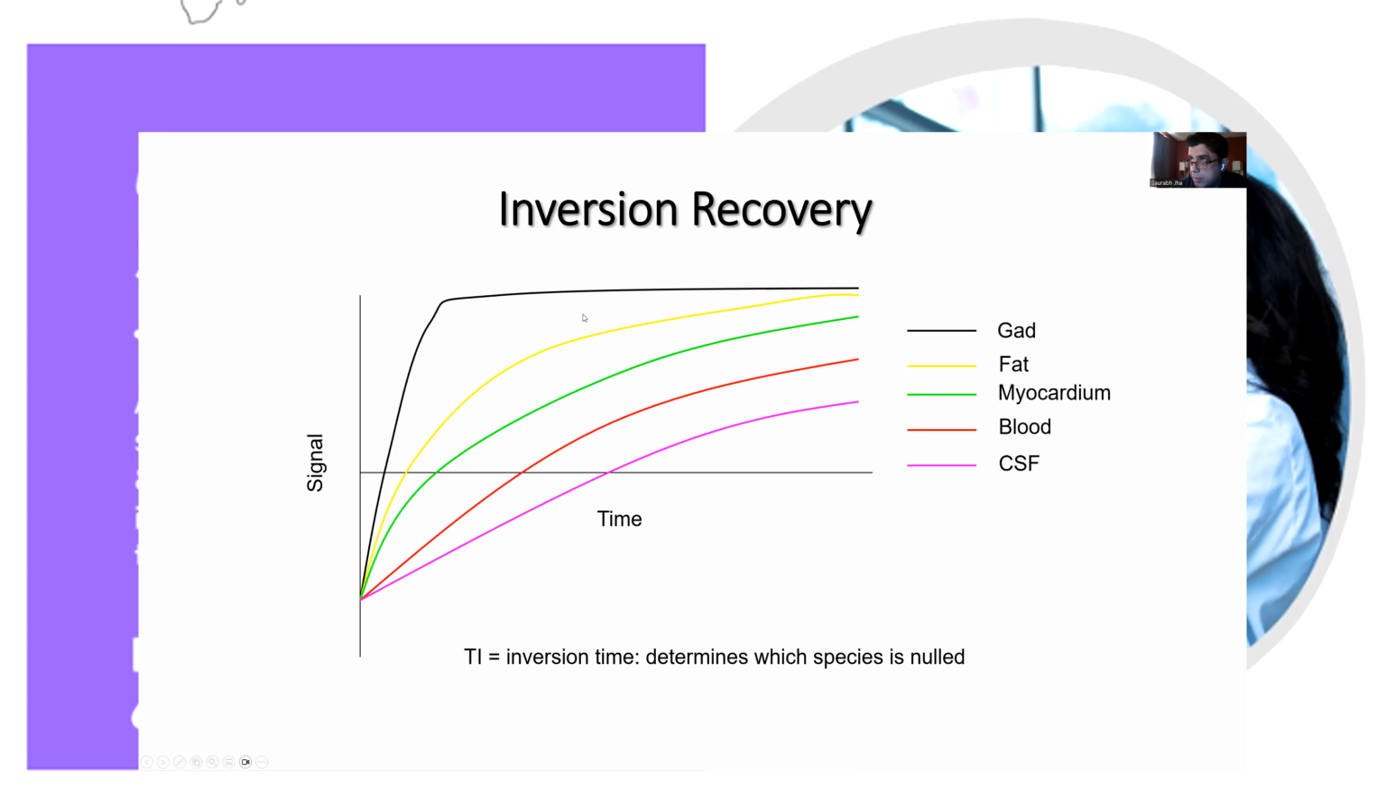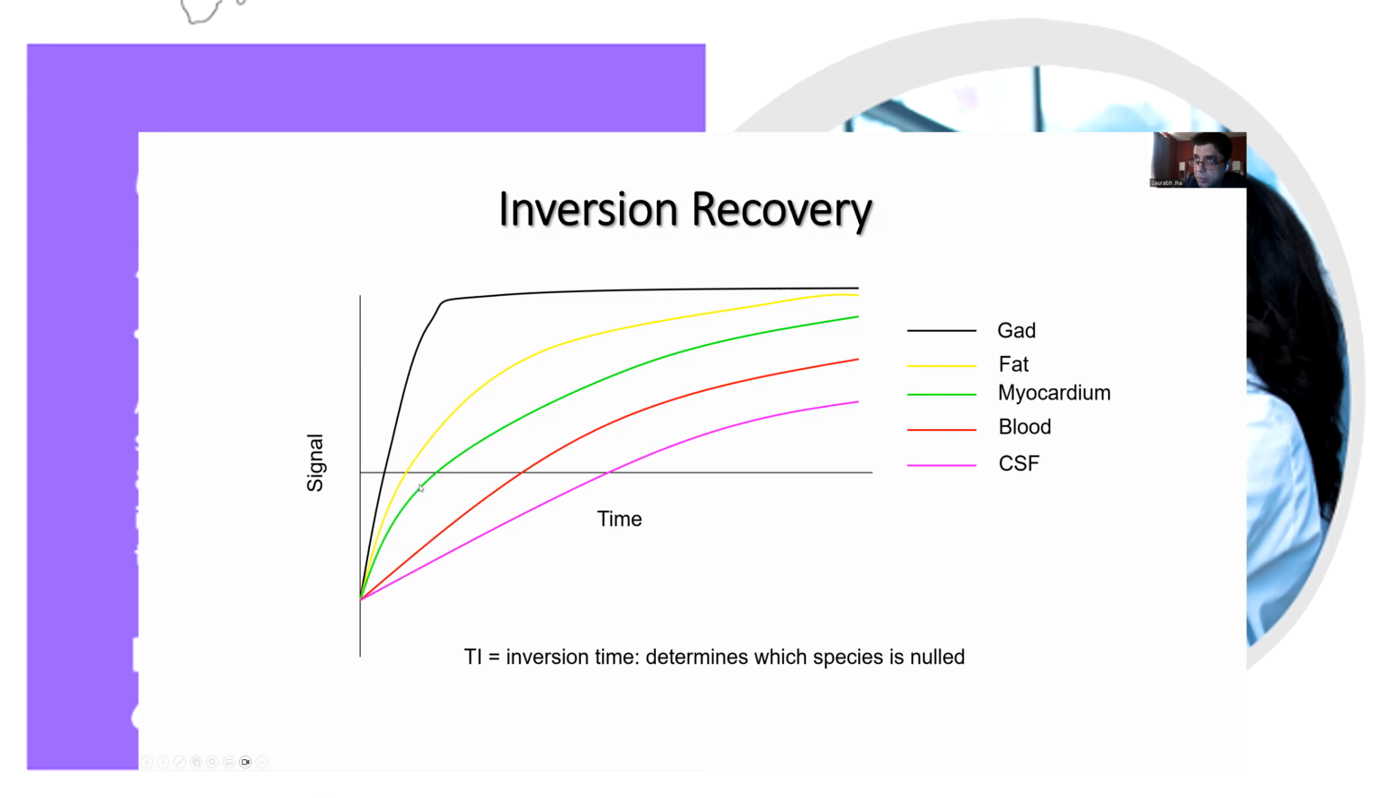Fat is faster than water. Myocardium is faster than CSF. And gadolinium, or tissues that have lots of gadolinium, is the fastest because that's the shortest T1 time. You can calculate this particular time, which is the time when the magnetization crosses the 0 point. An inversion recovery is a pre-pulse, a pulse you give before the main pulse. If you were to apply the main pulse exactly when fat reaches the 0 point, then you will have in effect suppressed fat.